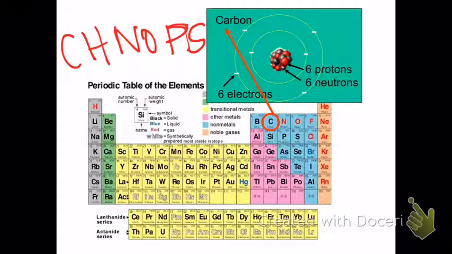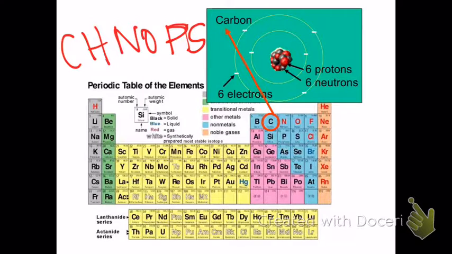But elements are the building blocks. Matter is anything that takes up space, and then atoms are the tiny building blocks inside the matter. So hydrogen is made up of hydrogen atoms. Carbon is made up of carbon atoms. So atoms are smaller.